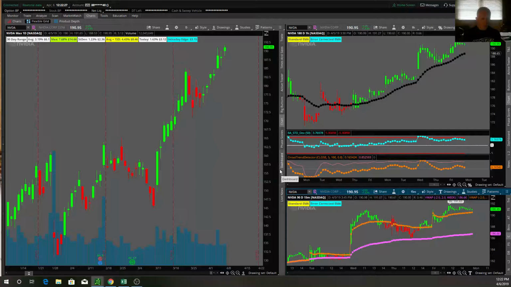The VWAP in conjunction with these color bars is probably the most powerful entry technique you'll have. For momentum trading, I always want to be buying on the upper side of at least one of these VWAPs, preferably both, and with green bars on the 15-minute time frame. If you just follow that right there, you'll be just fine.